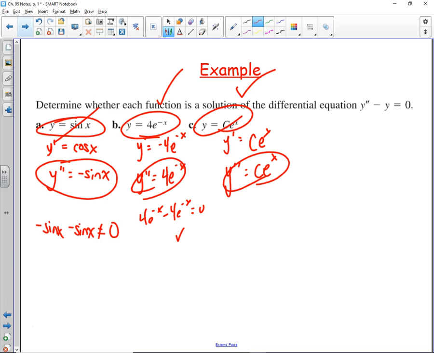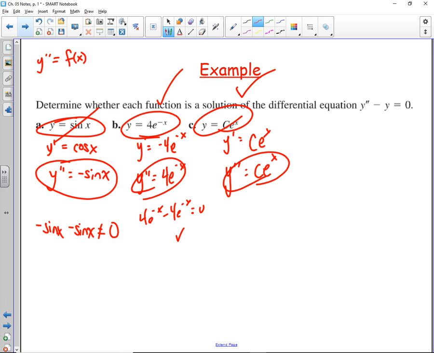The problem is, what if we needed to get back to y to solve that differential equation? Maybe it's not possible. Maybe it is. But differential equations can get kind of complicated. It's not so easy as just having, hey, y double prime is equal to some function of x and you integrate twice.